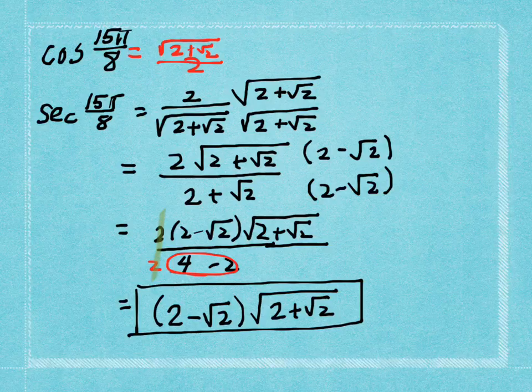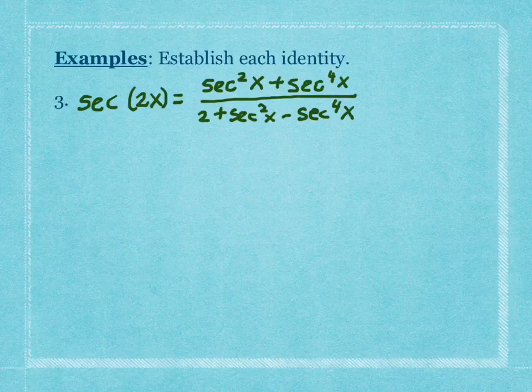All right, so the other thing in this section, of course, is verifying identities, or establishing identities, and we're going to take a look at 3 examples of that. The first one we're going to look at is a double angle for secant. I've got secant squared plus secant to the 4th over 2 plus secant squared minus secant to the 4th, and I don't know about you, but it just screams factor me on the right-hand side, so that's what I'm going to do.